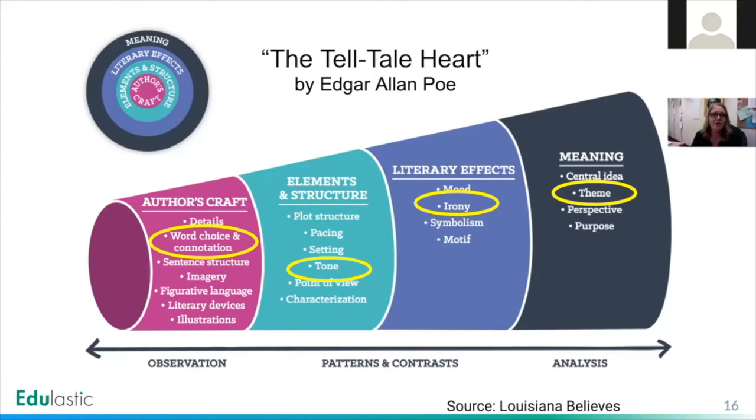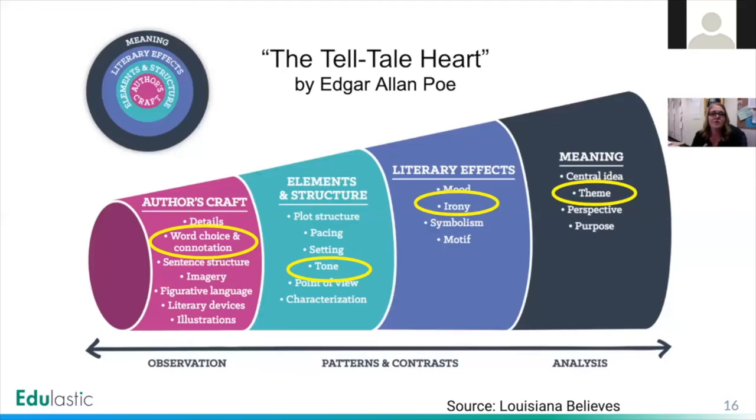So with The Telltale Heart, if I start with word choice and connotation and ask them a question about the author's craft, and they're able to pull out that word choice and answer that question successfully and feel successful on that, then if I lead into a question about tone, they're going to feel a little bit more comfortable with tone. And the word choice directly affects tone. And then the tone is going to directly affect the irony in the story, and that's where we're going to get the theme of, you know, the narrator and how he was so nervous.